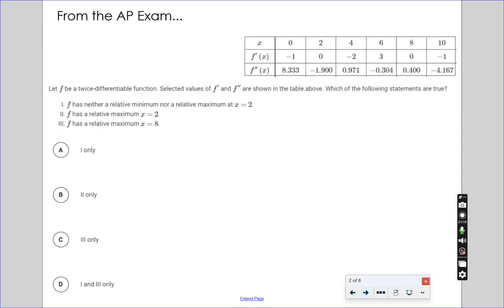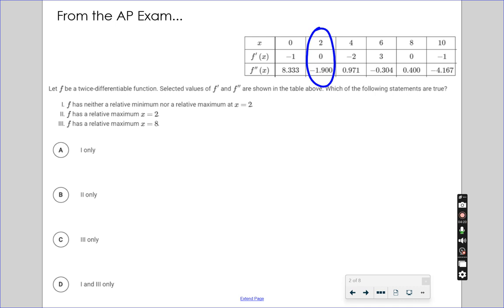All right, one last warm-up question. We have a table of values. We've got x, f prime of x, and f double prime of x. Which of the following statements are true? F has neither a relative min nor a relative max at x equals 2. Let's look at x equals 2. All right, first derivative is 0. So it is one of these situations.